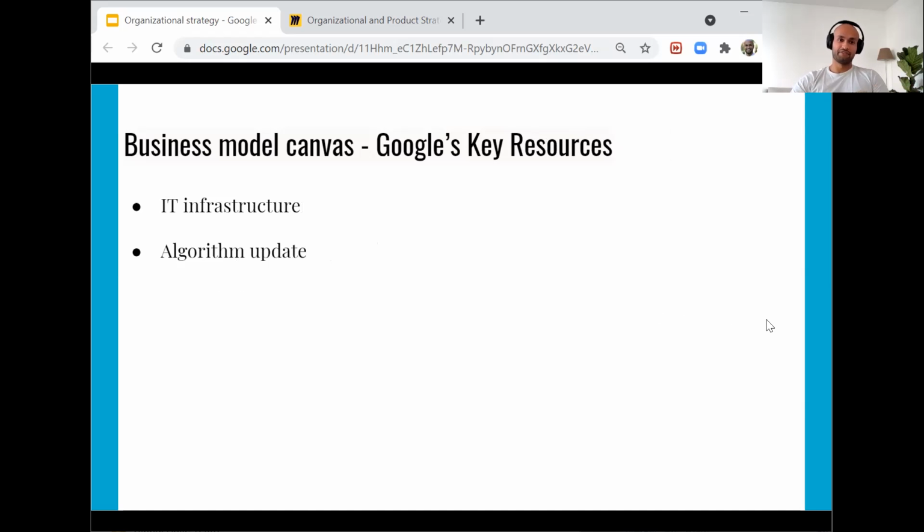Some of the key resources for Google, for example, is firstly their IT infrastructure. And the resources, these are things that are important the most in distribution channels. So even though Google is a digital business that you might think the company has no real or tangible assets, this is actually not true.